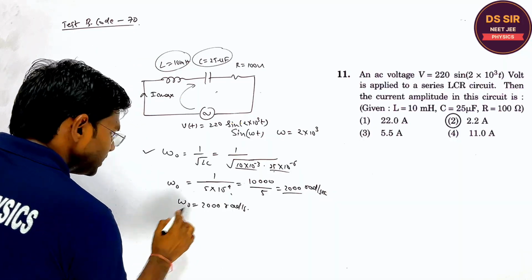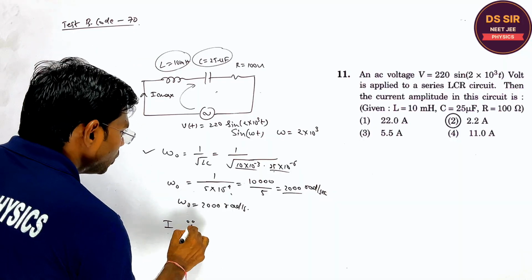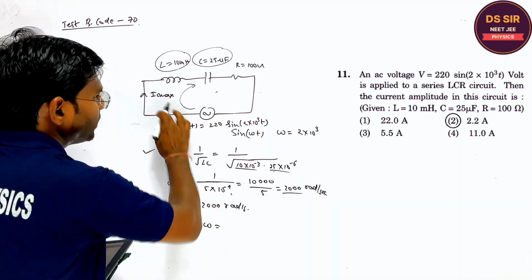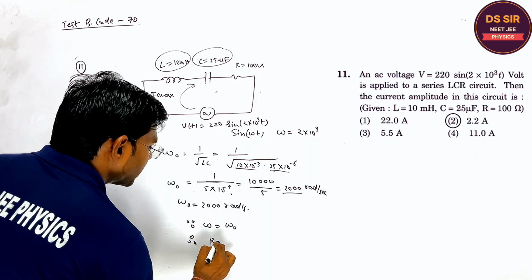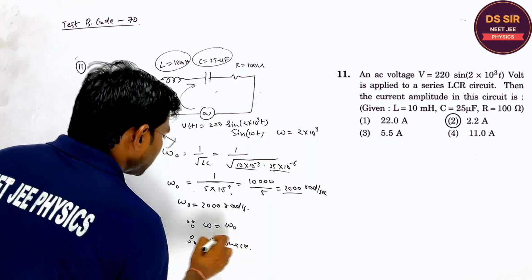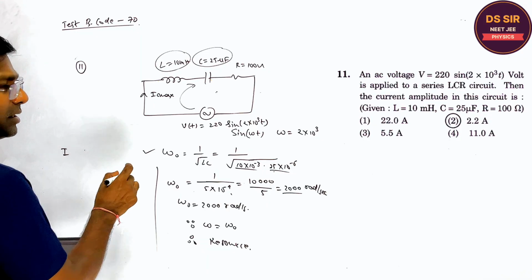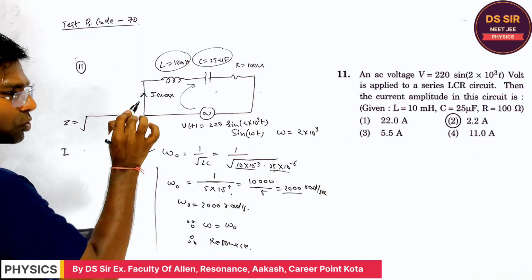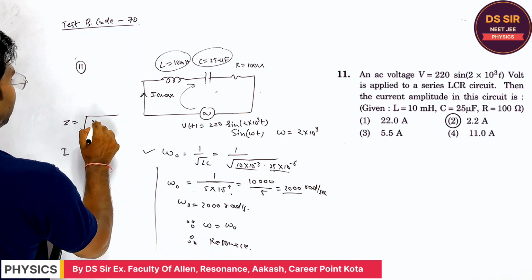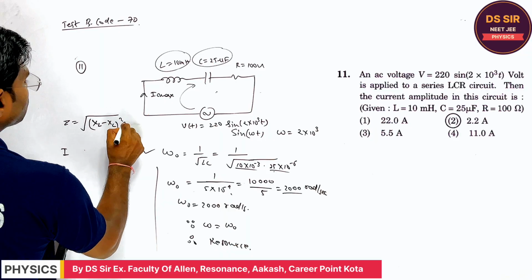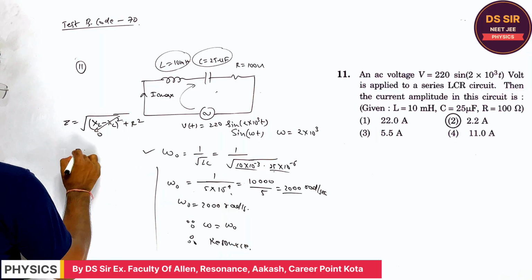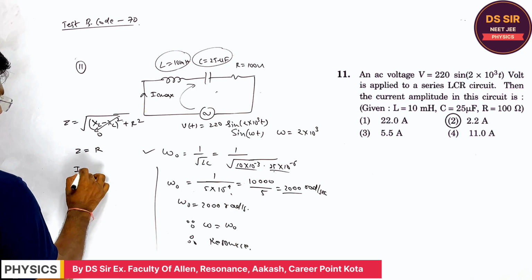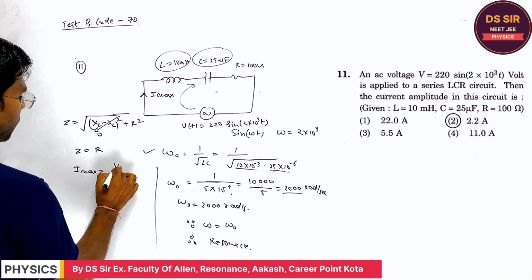So this is the condition of the resonance, since the power supply frequency is the resonance frequency of the circuit. Therefore the circuit is in resonance, and in resonance, the current is maximum, and XL is equal to XC. The impedance is the square root of XL minus XC whole square plus R square, so the total reactance will be 0. The impedance will be equal to R, and the current will be the maximum, which is equal to the voltage supply.